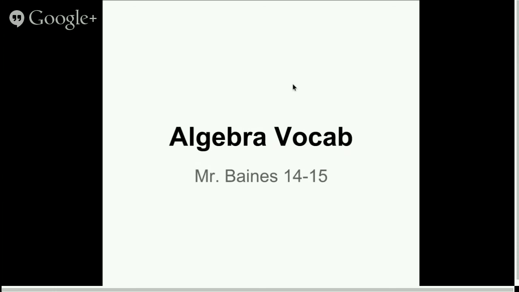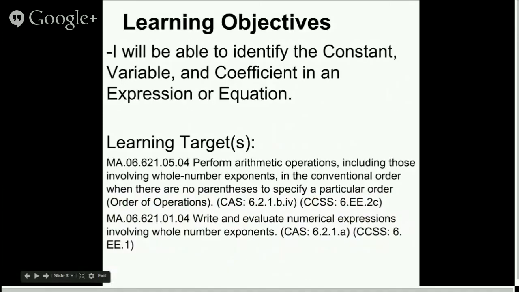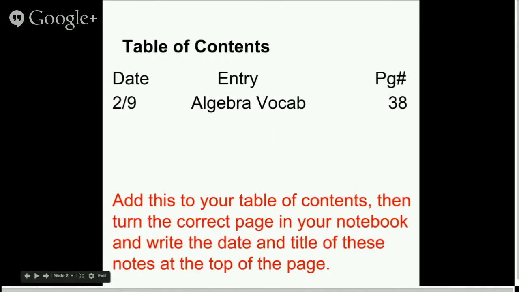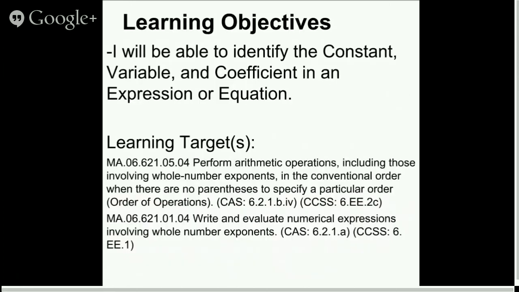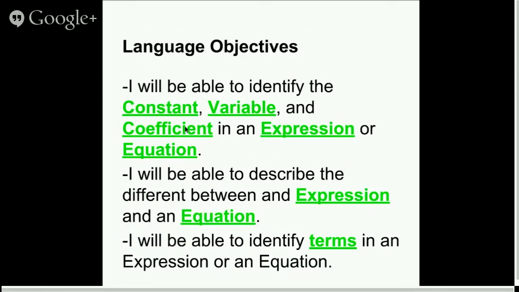So before we get into our algebra unit, we need to talk about the important words that we're going to be using in the unit. Please add this to your table of contents. Go ahead and pop it. All right. So you'll be able to identify the words constant, variable, coefficient, which are found in an expression or an equation. Okay, so those are important words. There is a difference between expression and equation, and then terms are also found in expressions and equations.